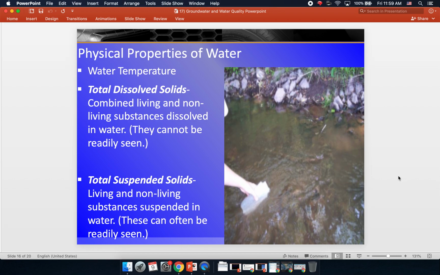Like, what's the water temperature? Is it within the normal threshold for that environment? What's the total dissolved solids? Are there too many microscopic organisms in this water, making it unhealthy to drink, putting people and animals at risk for sicknesses? Then total suspended solids. How many things are floating around in the water that we can see? These, like I said, are all things that are looked at when considering water quality.